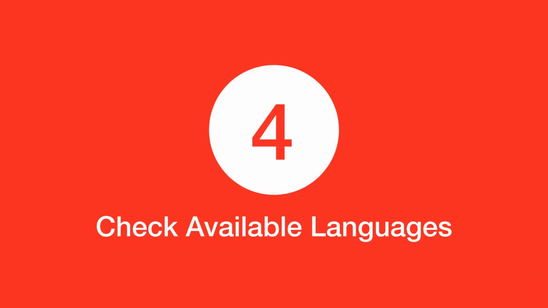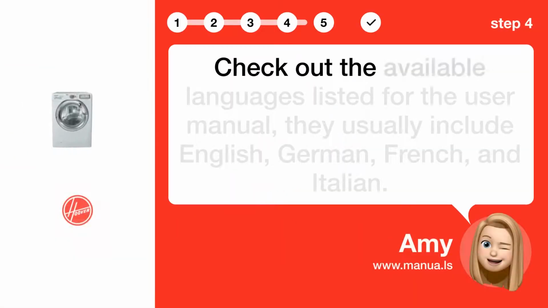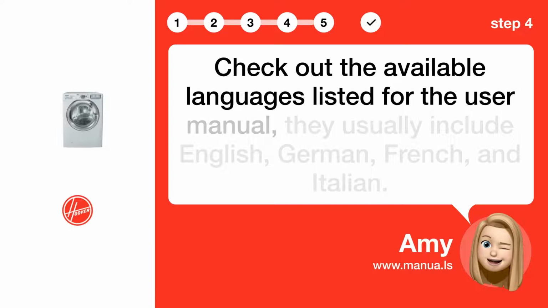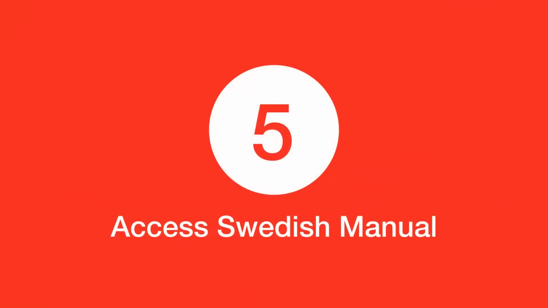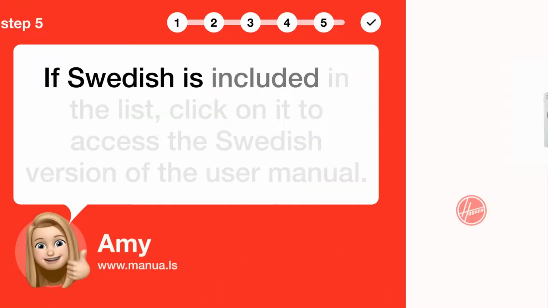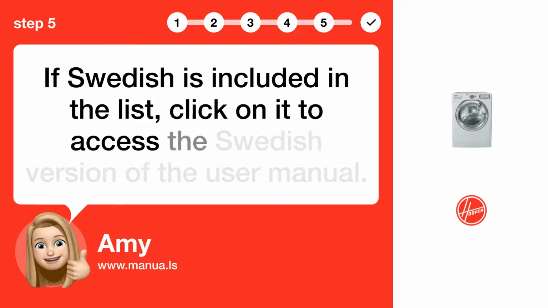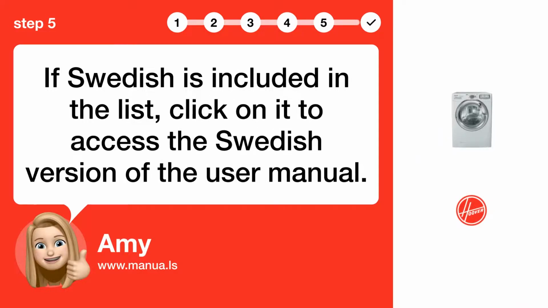Step 4. Check available languages. Check out the available languages listed for the user manual. They usually include English, German, French, and Italian. Step 5. Access Swedish manual. If Swedish is included in the list, click on it to access the Swedish version of the user manual.